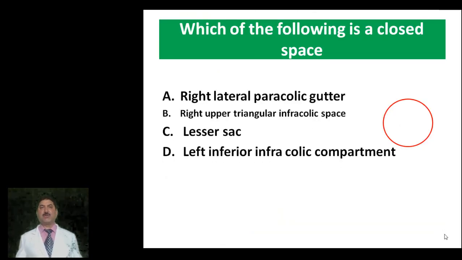Which of the following is a closed space? Right lateral paracolic gutter, right upper triangular infracolic space, lesser sac, left inferior infracolic compartment. B is the correct option.